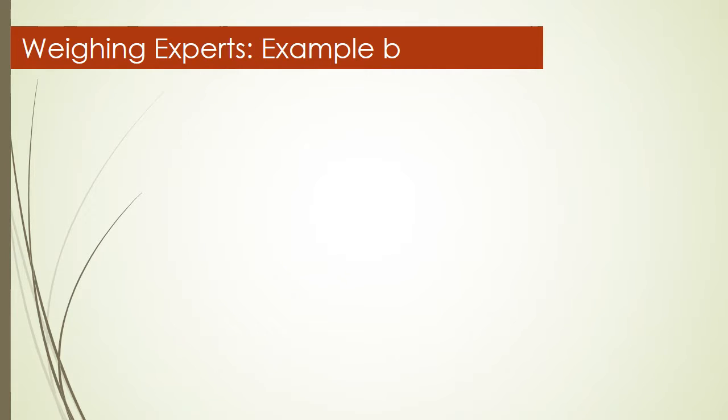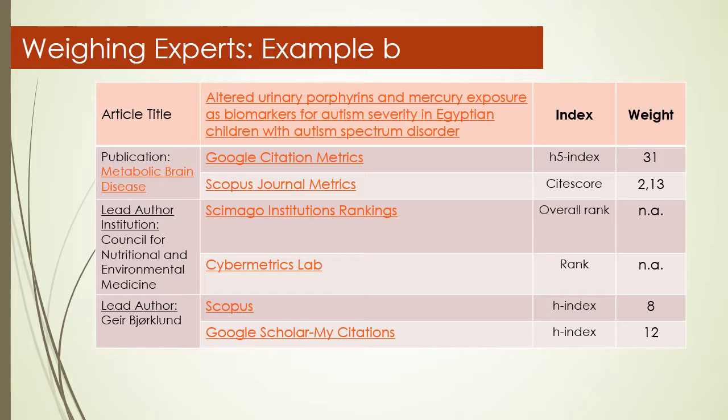Article B has a title which is a bit more complicated. It was published in a journal called Metabolic Brain Disease. When you enter the name of that publication in Google Citation Metrics and in Scopus Journal Metrics, you get scores of 31 and 2.13. When you enter the name of the institution of the lead author in SCImago Institutions Rankings and in Cybermetrics Lab, you don't find anything. The Council for Nutritional and Environmental Medicine is not ranked by these systems. But the lead author is ranked by Scopus, where he deserves an H-index of 8, and in Google Scholar, where he scores 12.